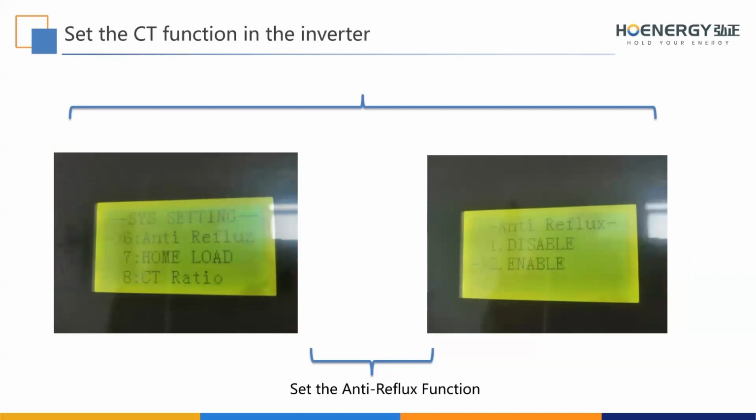Once you install the CT, you should go back to the inverter and do the system setting. You should communicate with our customer: does the customer want to sell his energy to the grid or not? If he still wants to sell the power to the grid, we disable anti-reflux. And if he does not want to sell the power to the grid, we simply enable anti-reflux.